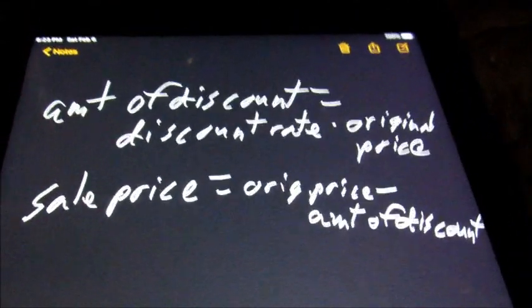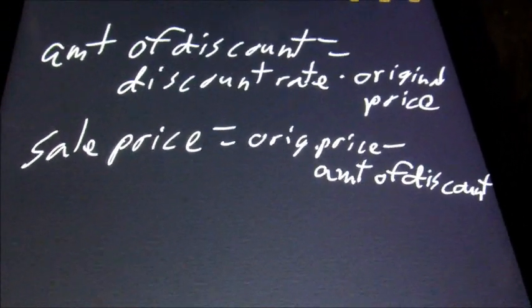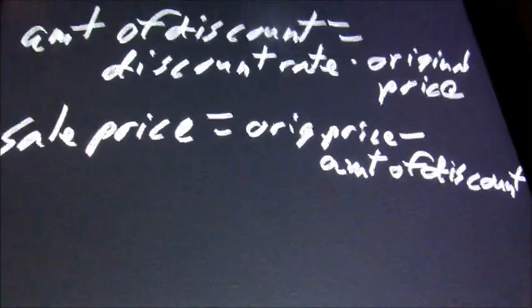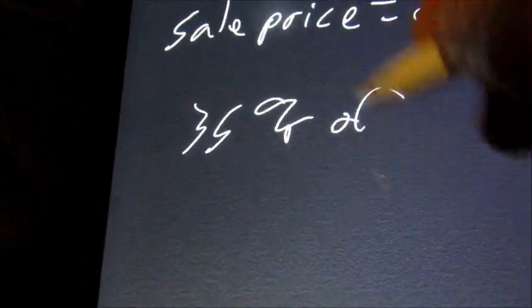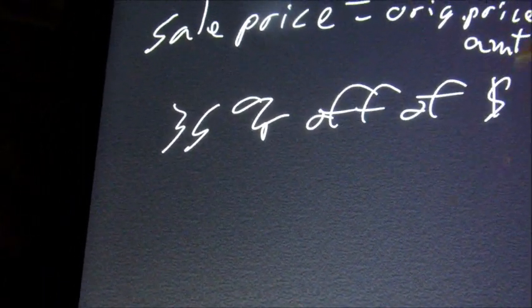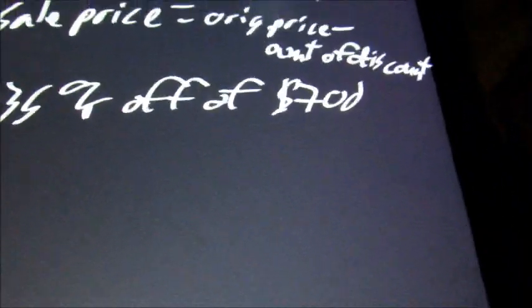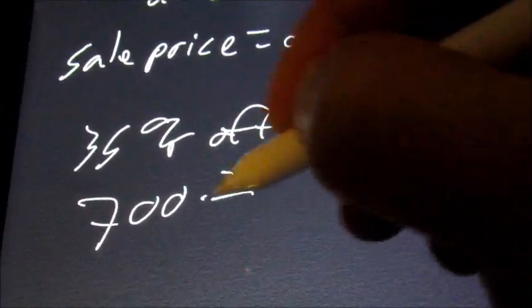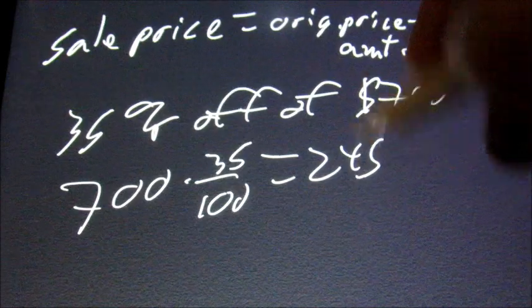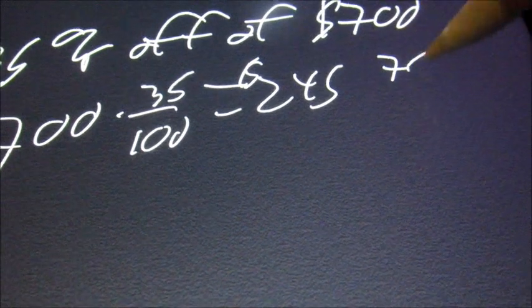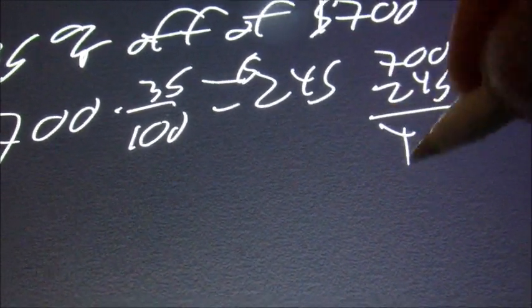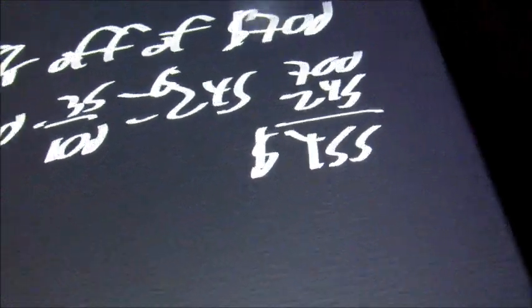So again, this is when there's a discount. Sometimes it's going to say it's a percentage of, sometimes it's going to say percentage off. So let's say that we have 35% off of $700. Okay, so we're going to do 700 times 35 over 100 and get 245. And so now that's what our discount is going to be. So 700 minus 245 is going to be 455 for the total.